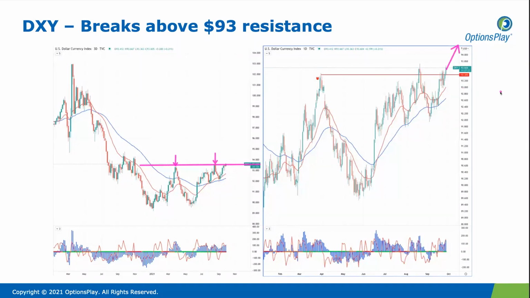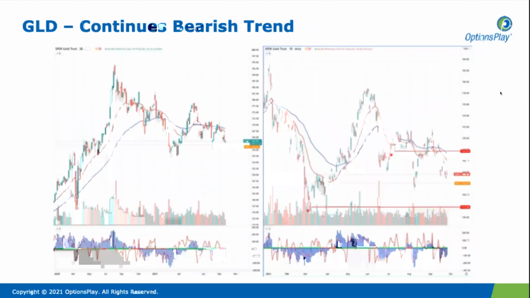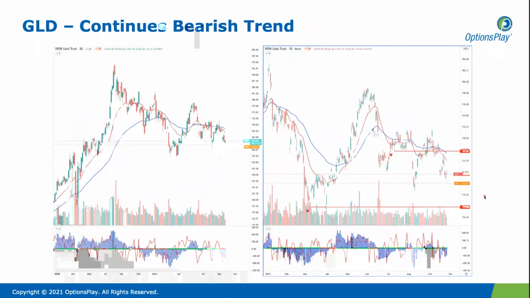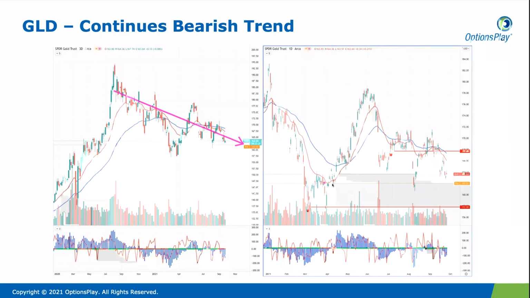We are starting to see potentially this breakout higher here. So this is one that we are watching to see if the dollar does break out, and that's going to have ramifications for assets like gold that are priced in dollars. We continue to see, as you can see, gold continue to decline in pricing on the daily chart. It's been very choppy lately, but we're continuing to see some downside.